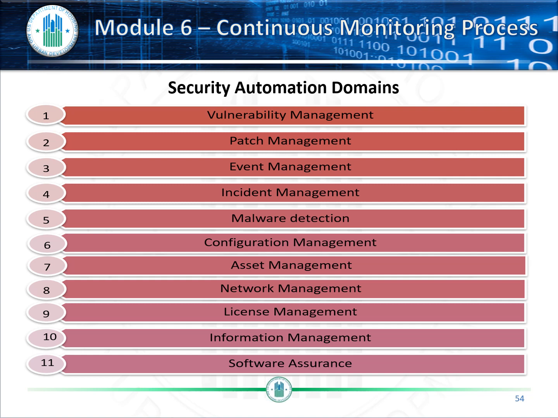A Tier 3 capability must be created to enable querying and reporting on the data aggregated from multiple tools covering multiple ISCM security automation domains. These domains include vulnerability management, patch management, event management, incident management, malware detection, configuration management, asset management, network management, license management, information management, and software assurance.